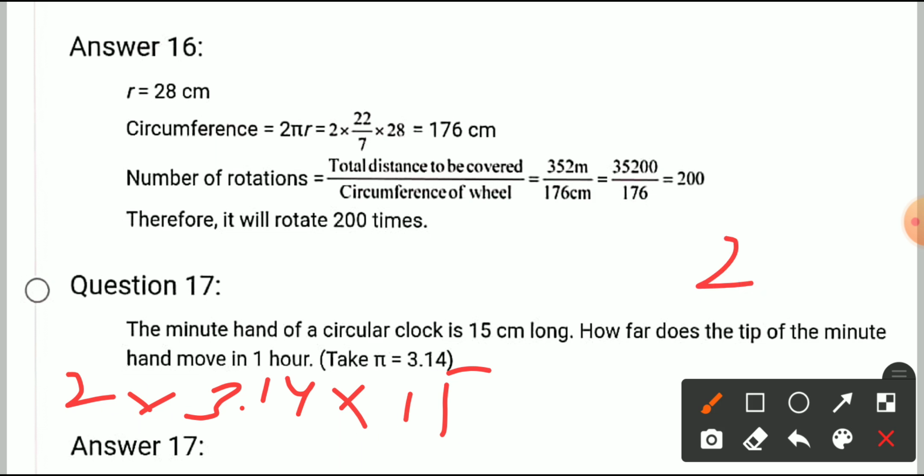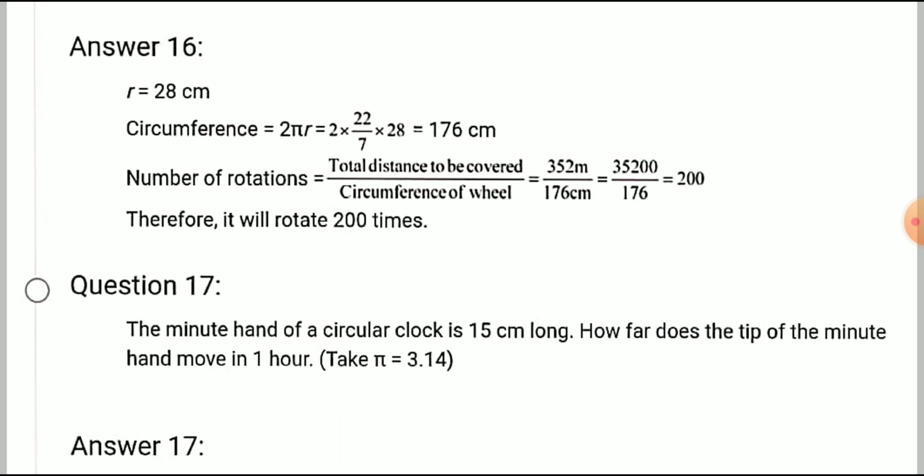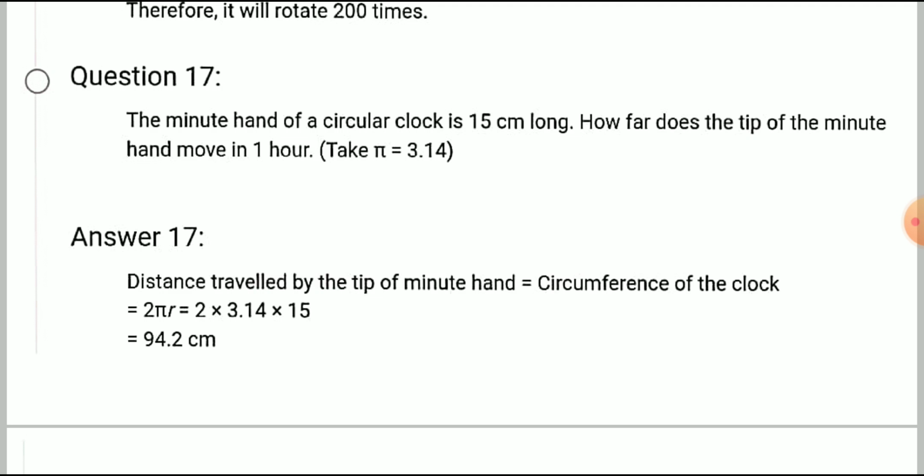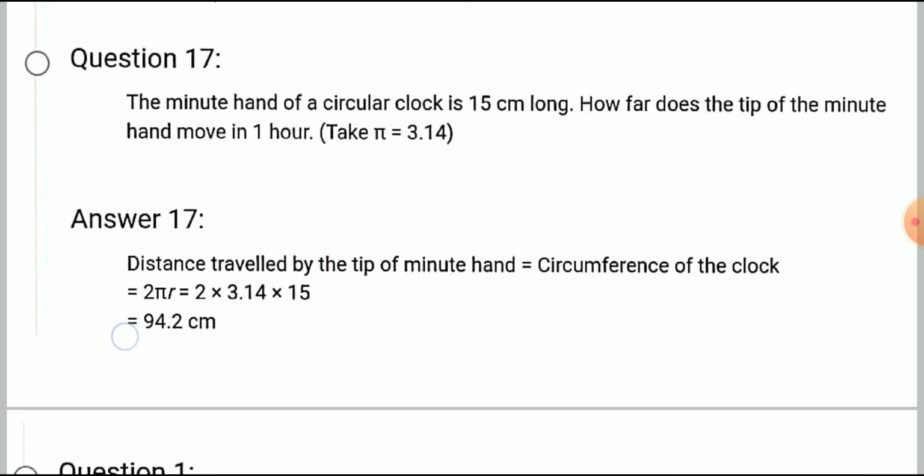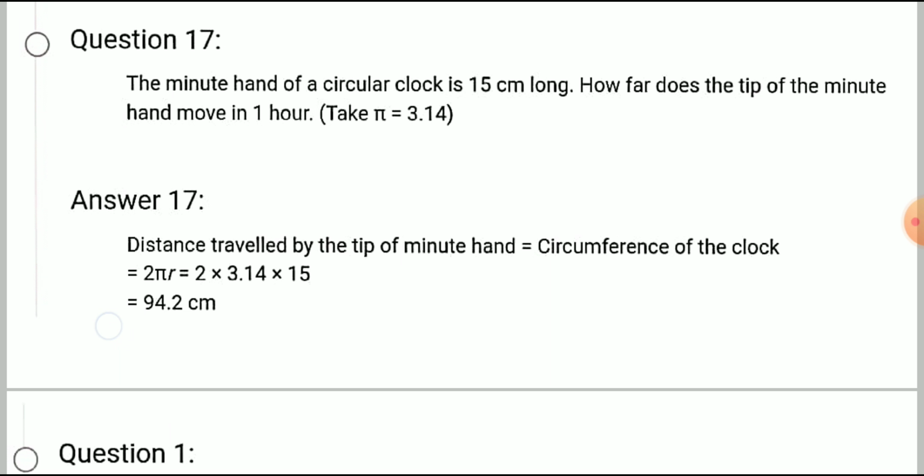3 fours are 12, 3 ones are 3, 4, 3 threes are 9, 942, and 0. Put decimal here, 94.2 centimeter. Okay, so here I have completed this exercise.